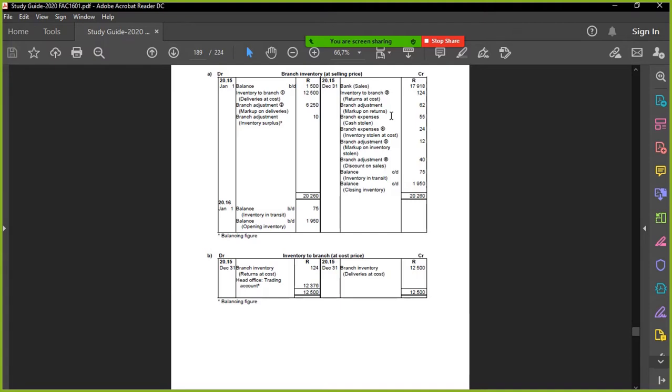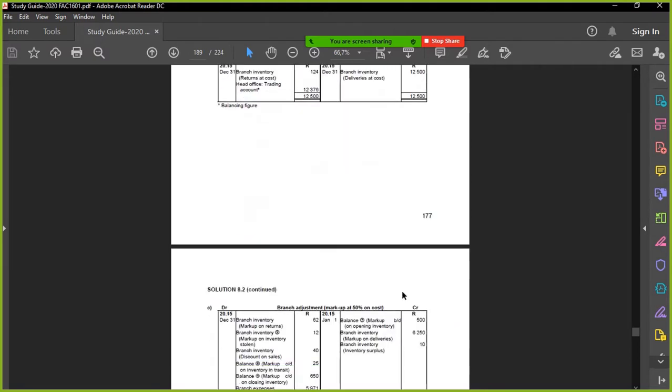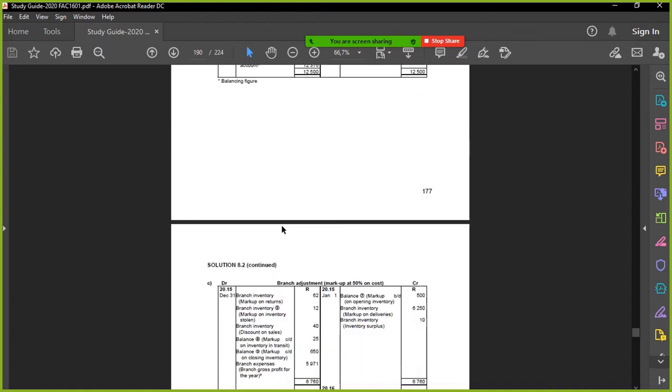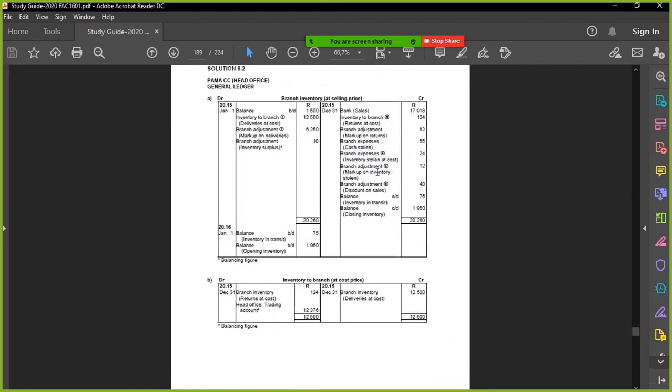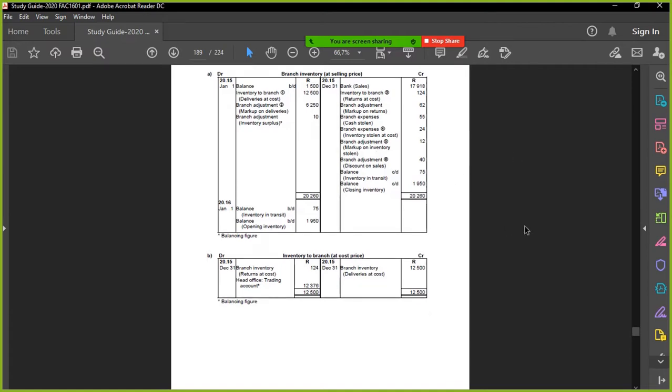Where's the calculator? Here. If you take 20,260 and you subtract 1,500, and you subtract 12,500, and you subtract 6,250, then I do get 10. It's a balancing figure. It might be from this account. So they're saying that this adjustment here is the 10, and that 10 is the amount that they're providing for in this account. So you're not balancing this account, you're balancing the branch inventory account. Let's try to do that then to see if that works.